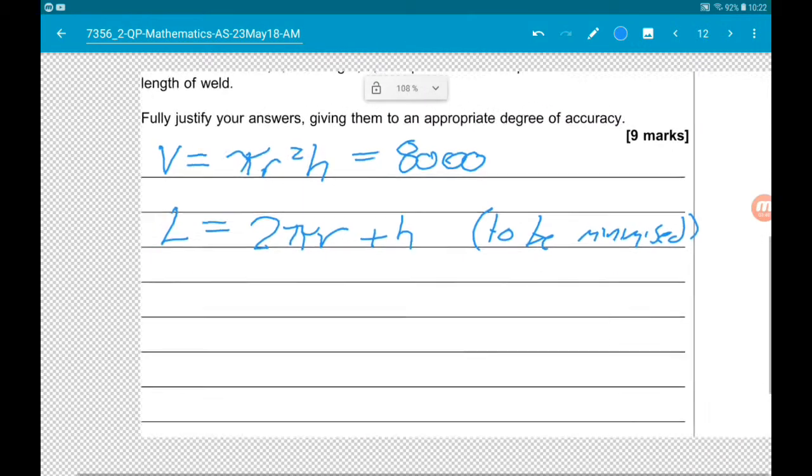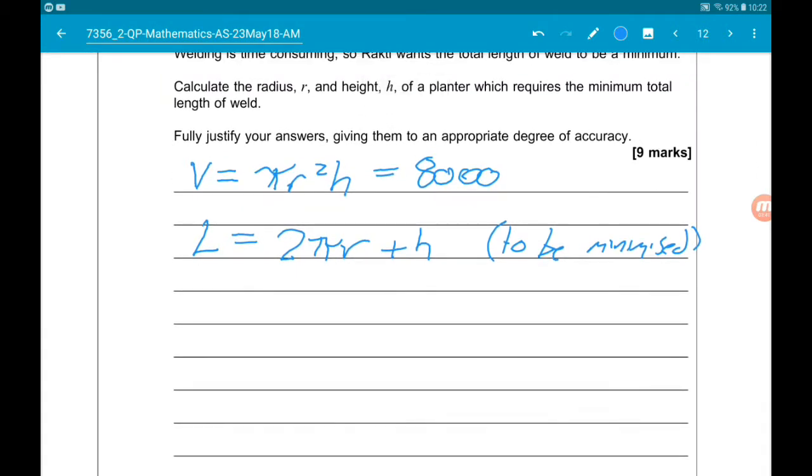Okay, so how are we going to do that? Well, remember that we can use differentiation to find minimums and maximums. The problem that we have here at the moment is that the length is in terms of the radius and the height of the cylinder. What we need is an expression for the total length in terms of either just the radius or just the height. So this is where our volume equation comes in handy.